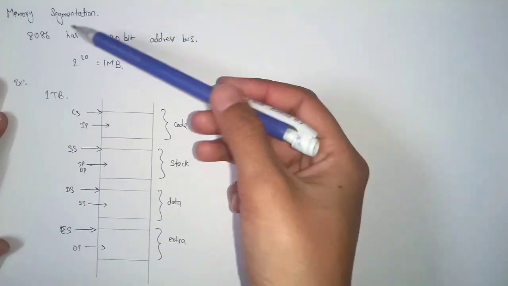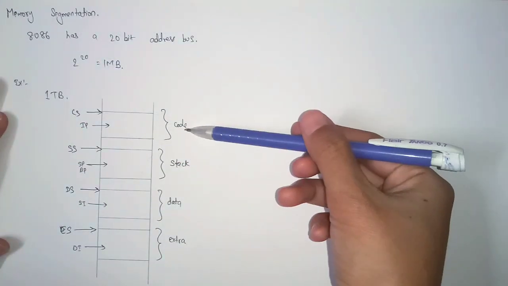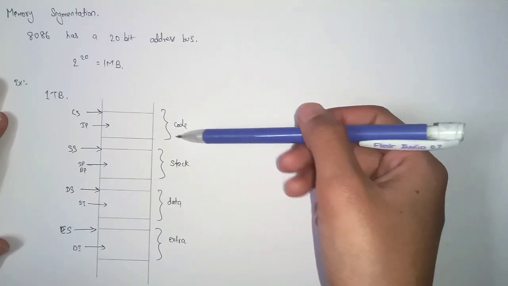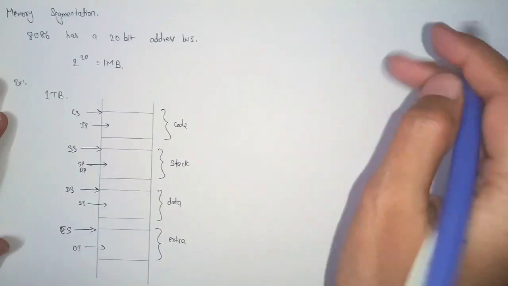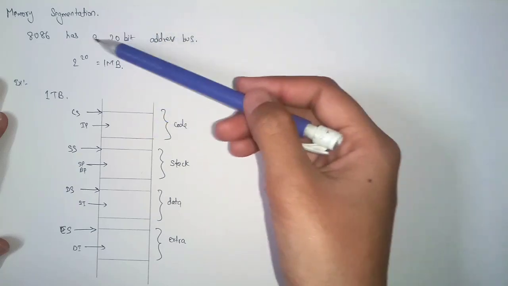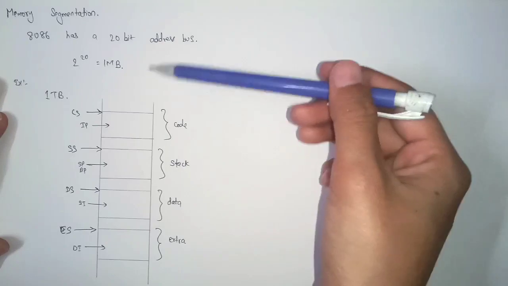Now let's discuss memory segmentation. Here the memory is divided into four segments, that is code segment, stack segment, data segment and extra segment. The code segment will contain the code, the stack segment will contain the stacks, and the data segment and extra segment will have some extra data in them. The 8086 has a 20-bit address bus, so 2 to the power 20 is equal to 1 MB. Now the memory is of 1 MB.